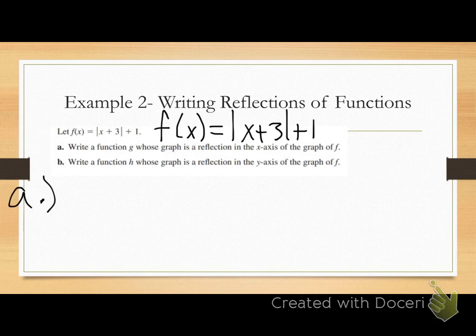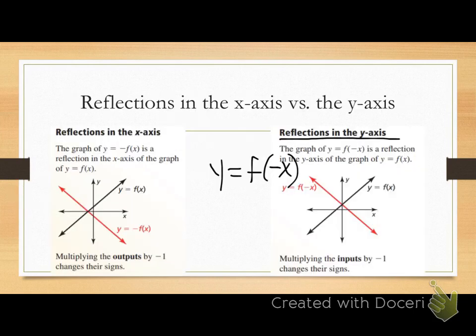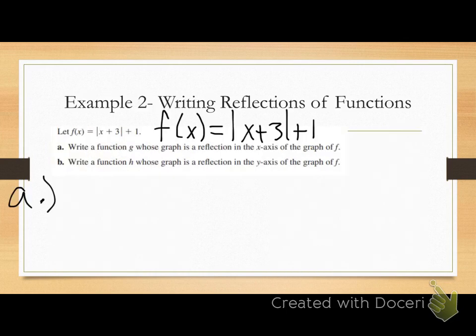So which axis am I reflecting over? The x-axis. So which formula am I using? Y equals negative f of x, right? Because it tells me it wants it reflected over the x-axis. So I'm just multiplying my function by what? Negative 1, right? Because it's negative f of x. What does it want me to name my function? G. So I'm going to call it g of x.